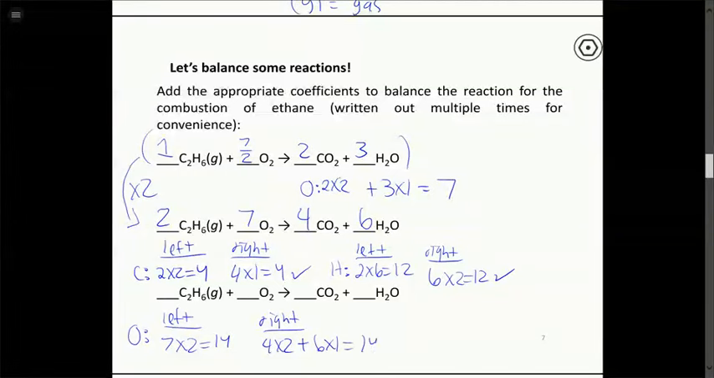is also 14. All right, so we've double-checked our work, and all of the atoms balance out, so we don't have to do anything else to this set of coefficients. All right, so it's always good, especially if you have time, to check your work at the end, make sure that it works out.